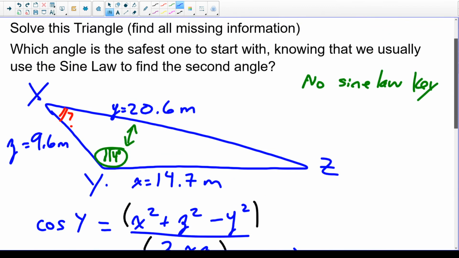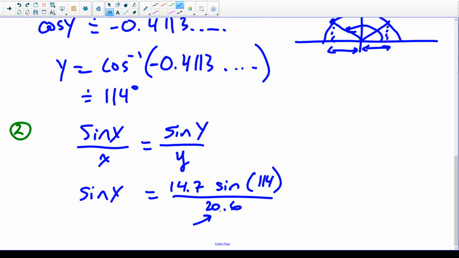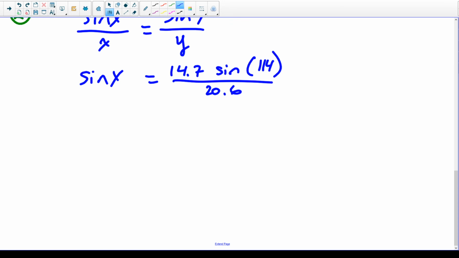So sine x is 14.7 times sine of big Y, which is 114, all divided by little y, which I've forgotten the value of, 20.6. And because my denominator's number, the key side, is bigger than the numerator's length, 14.7, I do not have to worry about an ambiguous case. So I'll just do that off to the side and arc sine it as well.